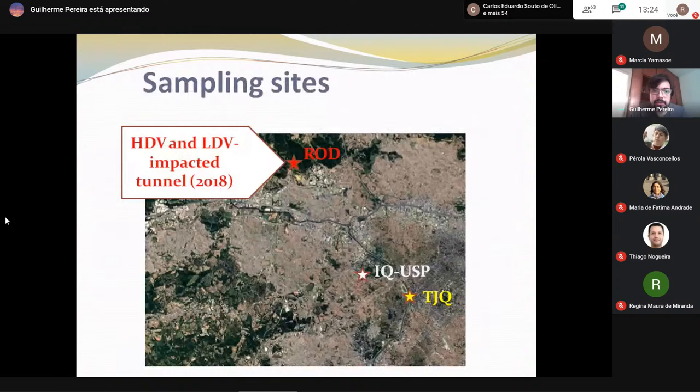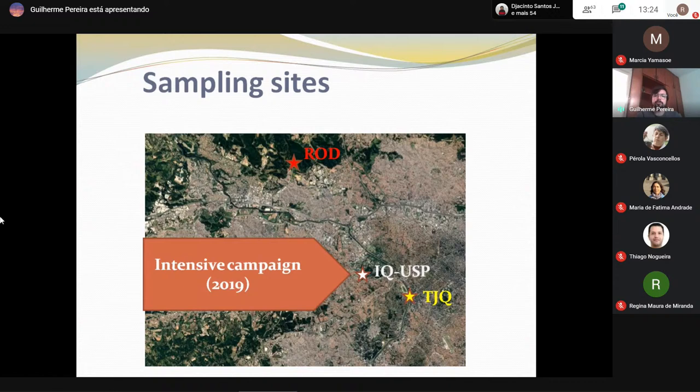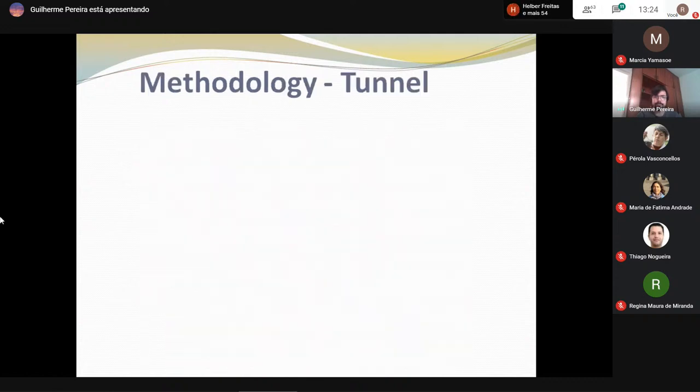Okay, now it's back. Well, I want to describe the sampling sites now, especially the Rodoanel, in which we performed a sampling campaign in 2018. It includes both high-duty vehicles and low-duty vehicles. And also Quadros, which is a low-duty vehicle impact tunnel. We performed the same period sampling campaign there, and after that we performed environmental campaigns inside the university campus at the Institute of Chemistry: the first intensive campaign in 2019 during winter, and now an extensive lockdown campaign in 2020.